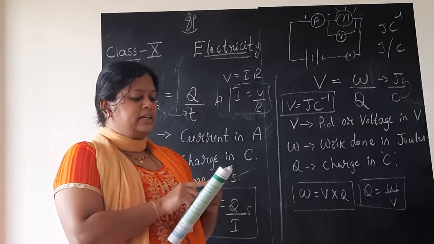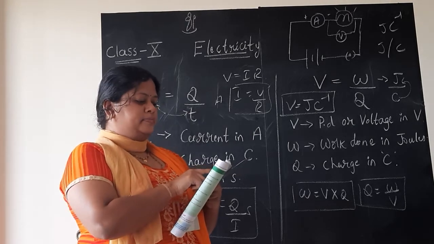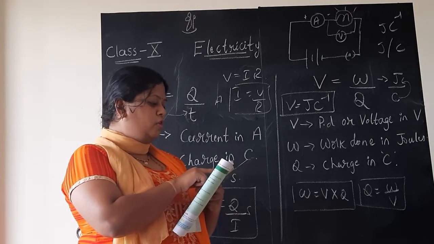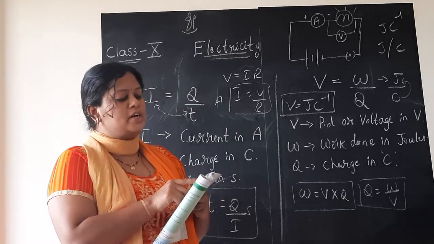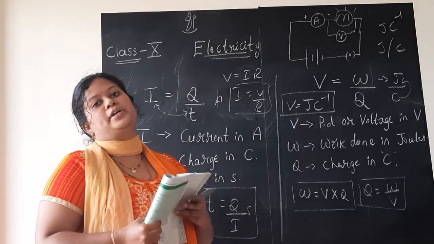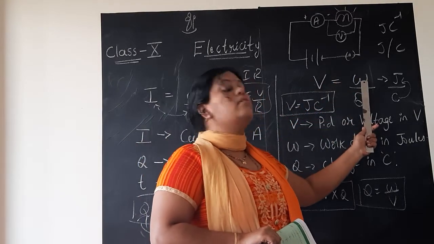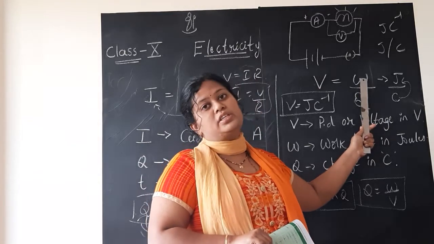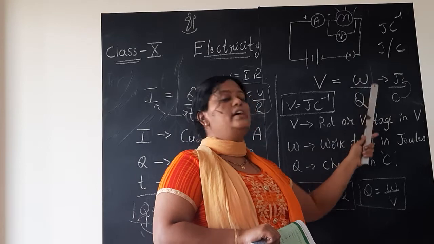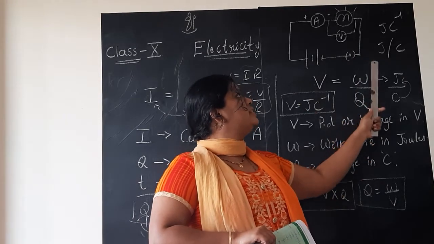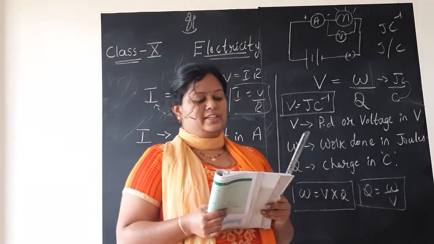Based on that, the potential difference is measured by means of an instrument called a voltmeter. Voltmeter is always connected in parallel. 1 volt is when 1 joule of work is done to move a charge of 1 coulomb from one point to another. This is how they define it. So it is the work done in moving a unit charge from one point to another. Here we are talking in terms of work done and charge. So voltage is nothing but joule per coulomb. Hope you are clear with it, children.